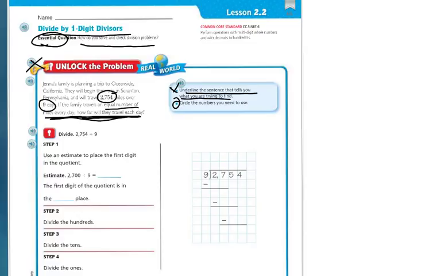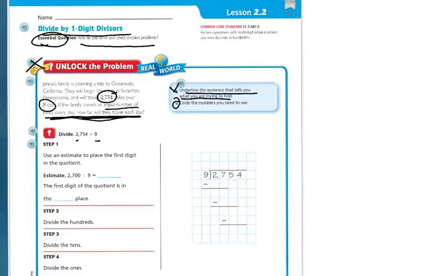So if we're looking at these and we're going 9 days into 2,754 miles, we are going to divide. So one way that we could do that is we can estimate. So you want to think about 9. 9 can go equally into 27.